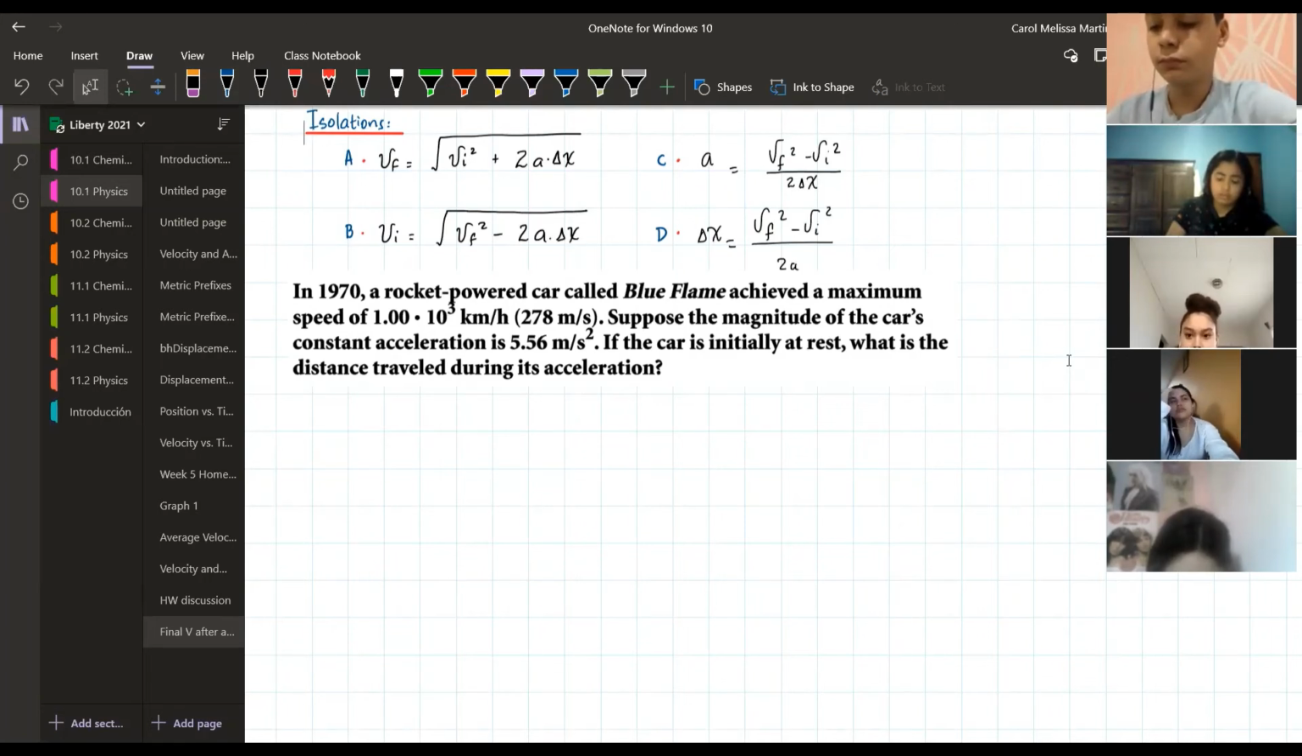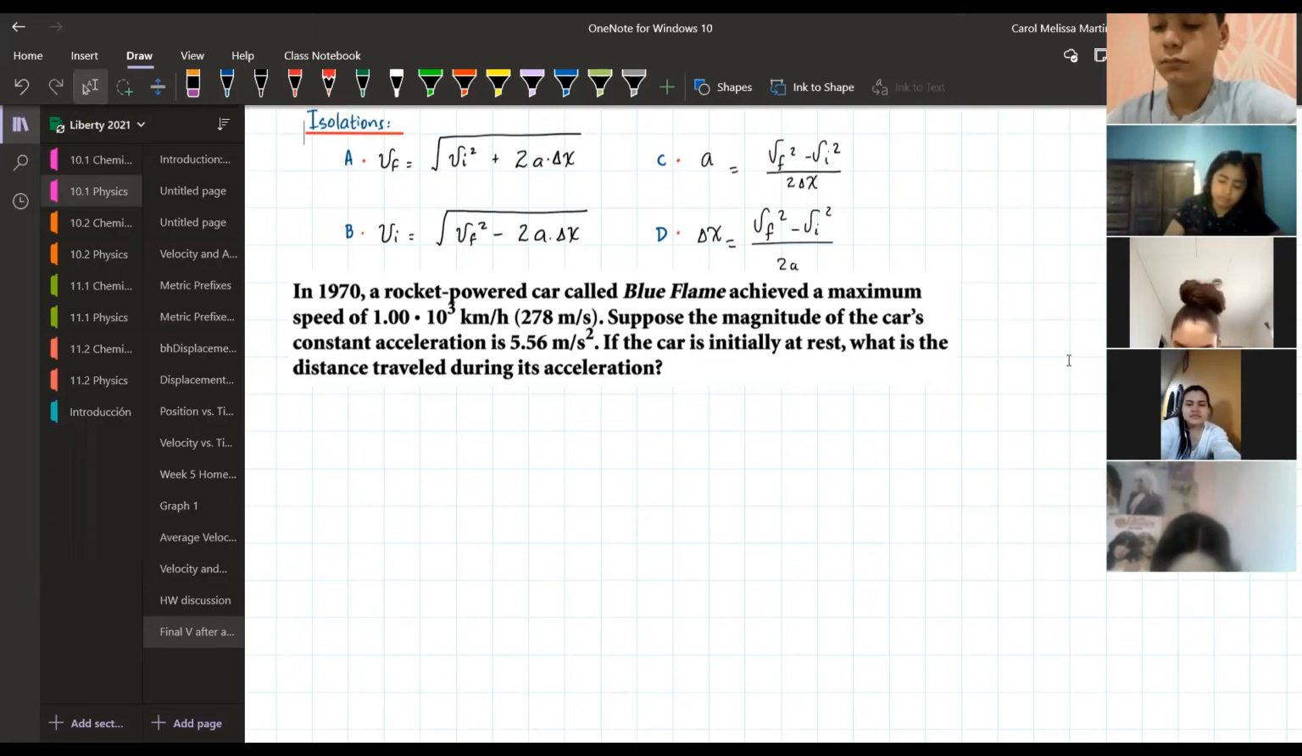Now, in 1970, a rocket-powered car called Blue Flame achieved a maximum speed of 1 times 10 to the third power kilometers per hour, or 278 meters per second. Suppose the magnitude of the car's constant acceleration is 5.55 meters over second squared. If the car is initially at rest, what is the distance traveled during its acceleration?